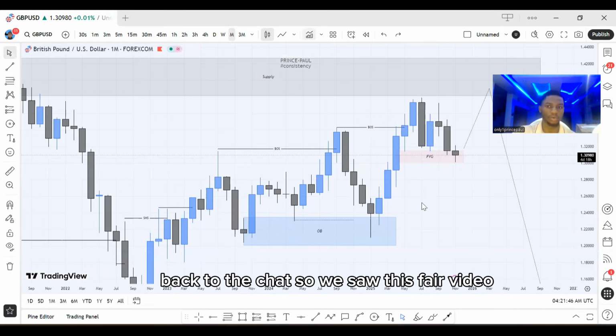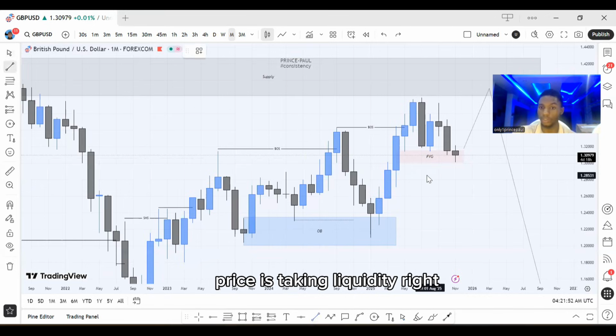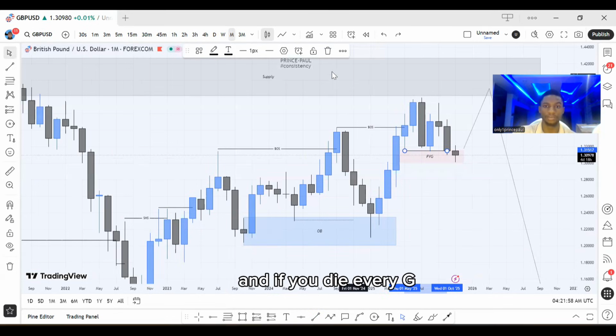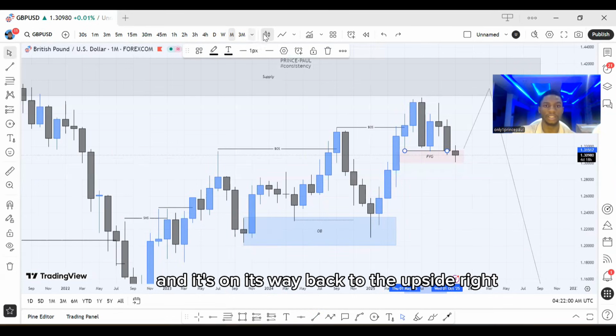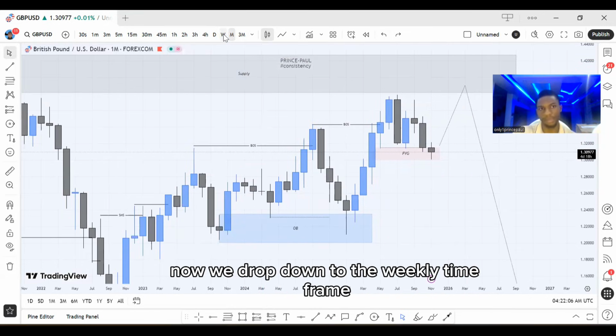Back to the chart. So we saw this FVG. We know that price is likely to go after liquidity, right? This was a liquidity grab. All these lows were a liquidity grab. And it filled that FVG and it's on its way back to the upside. Right? Now we drop down to the weekly time frame.